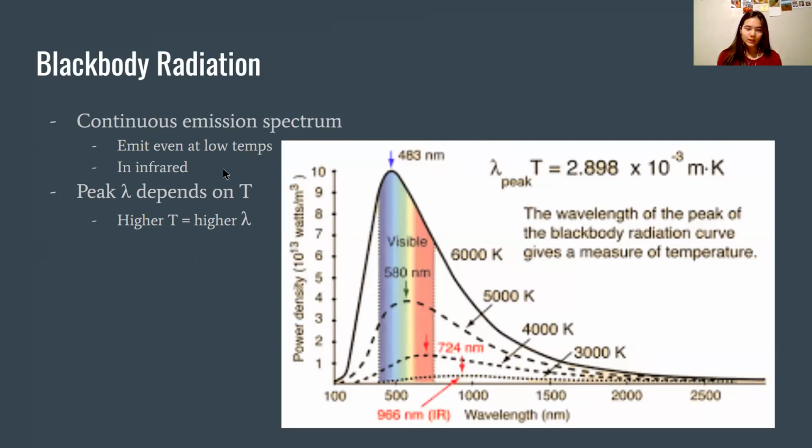So the continuous emission spectrum is proportional to temperature. So the higher the temperature, the higher the wavelength, which is how we get to the point where it emits visible light.